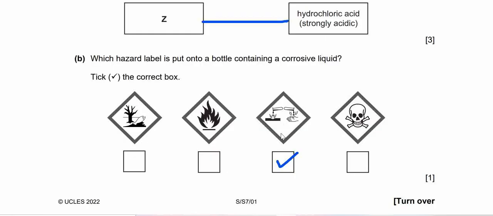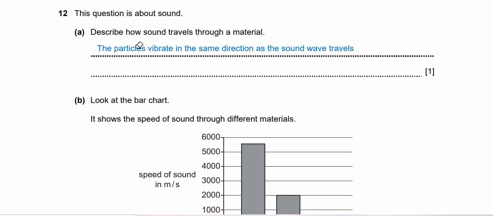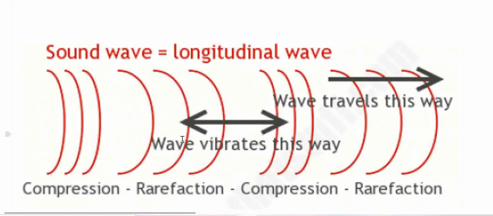Next. We jump to question 12 as we have discussed question 11. Question 12. This question is about sound. Describe how sound travels through a material. 10 seconds from now. 10, 9, 8, 7, 6, 5, 4, 3, 2, 1. Alright, let's open up the answer, guys. So the particles vibrate in the same direction as the sound wave travels. That's how sound travels through a material.